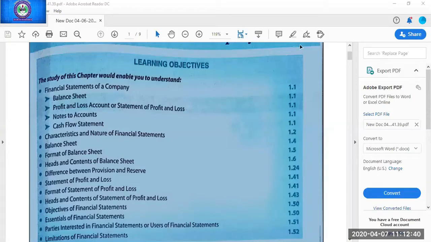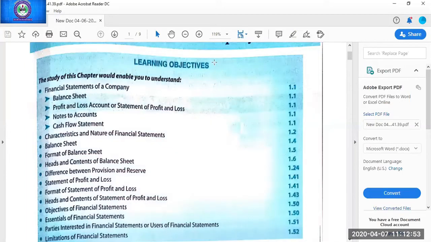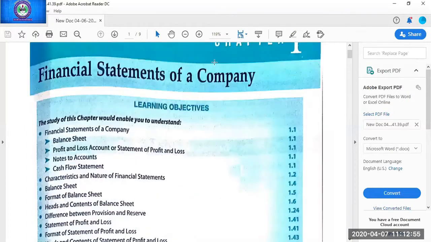Good morning, everyone. So today I'm going to start with the new chapter, Chapter 1, Part 3, Accountancy, Analysis of Financial Statement. In this chapter again, 3 to 4 marker questions come in exams. And in this chapter, we will be discussing the financial statements of a company.